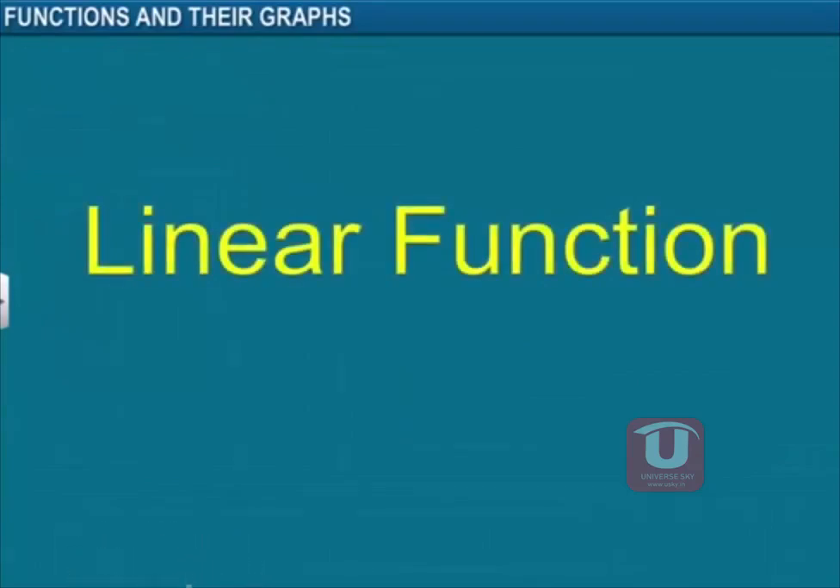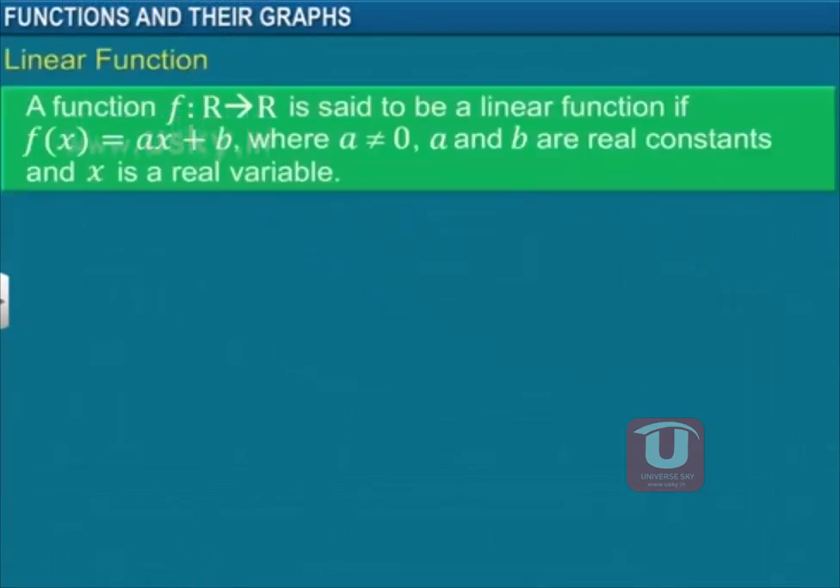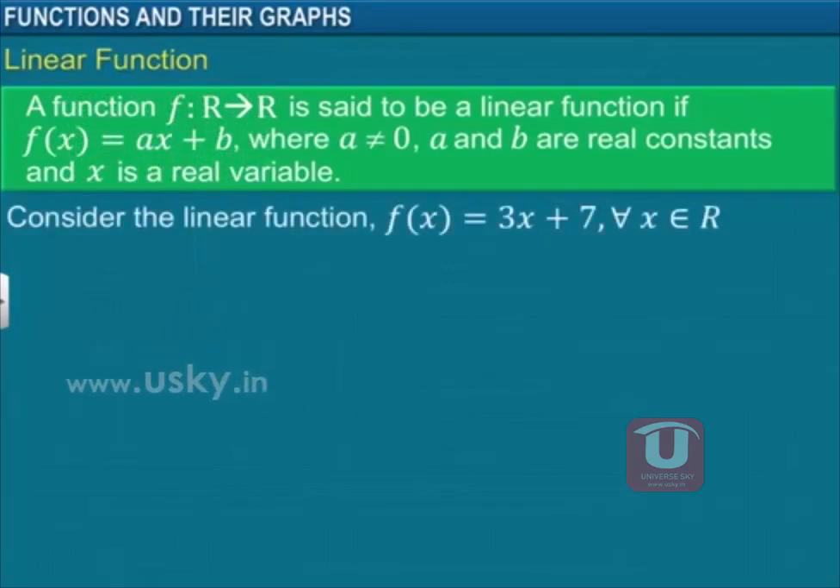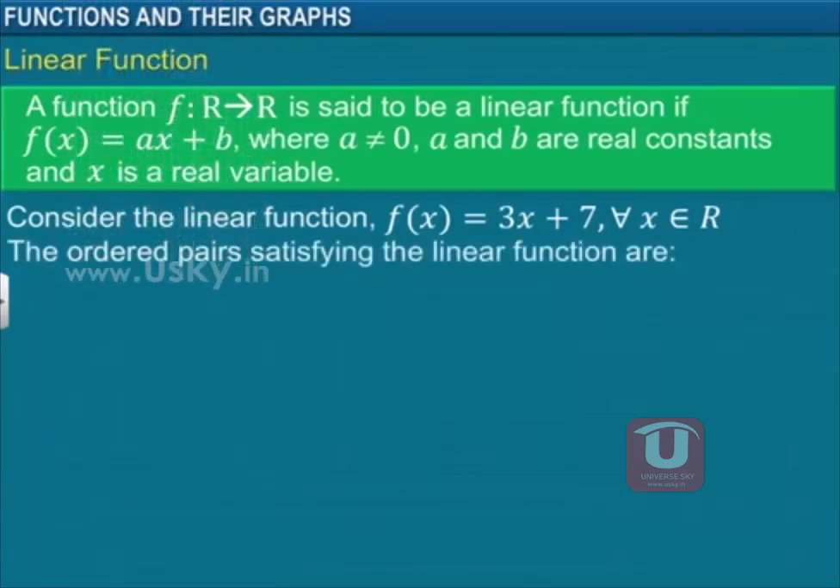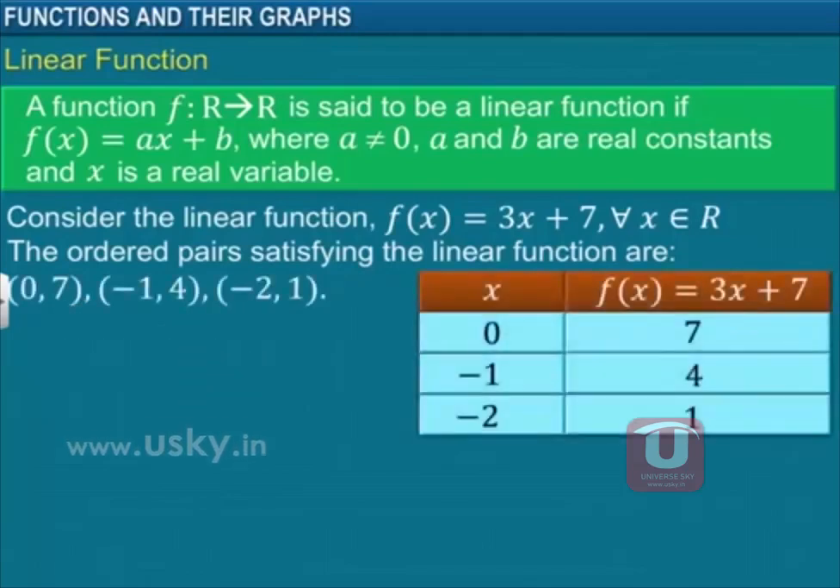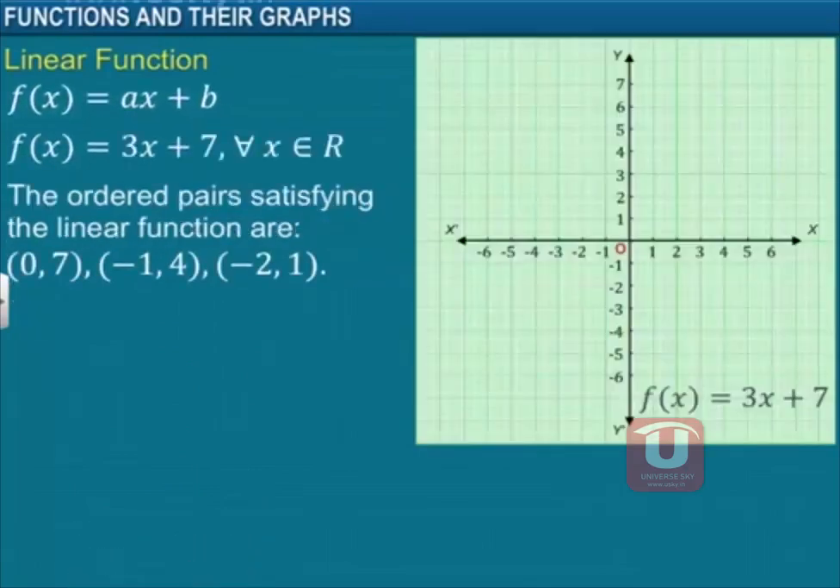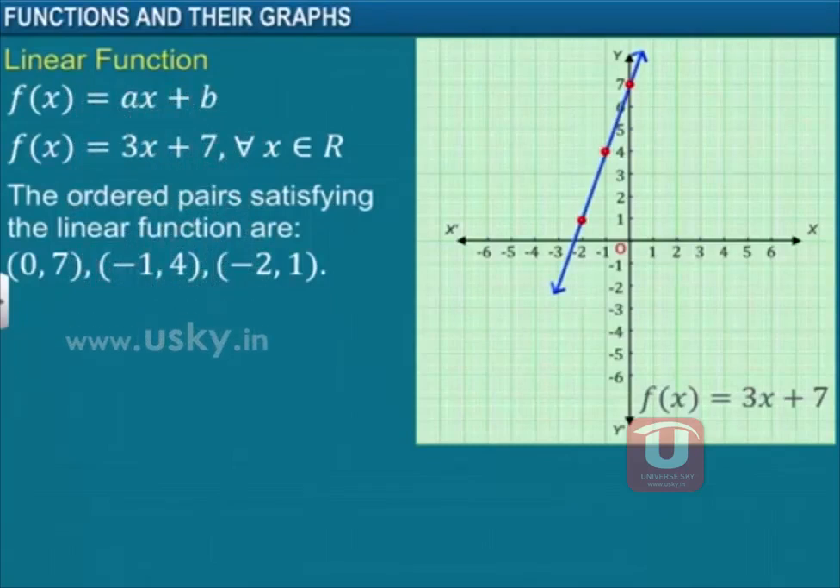Now, let's see how the graph of a linear function looks like. A function f from R to R is said to be a linear function if f of x is equal to ax plus b, where a is not equal to 0, a and b are real constants, and x is a real variable. Consider the linear function f of x is equal to 3x plus 7 for all x belonging to the set of real numbers. Some ordered pairs satisfying the linear function are. On plotting these points on the Cartesian plane and then joining them, we get the graph of the linear function f of x is equal to 3x plus 7 for all x belonging to R as shown.